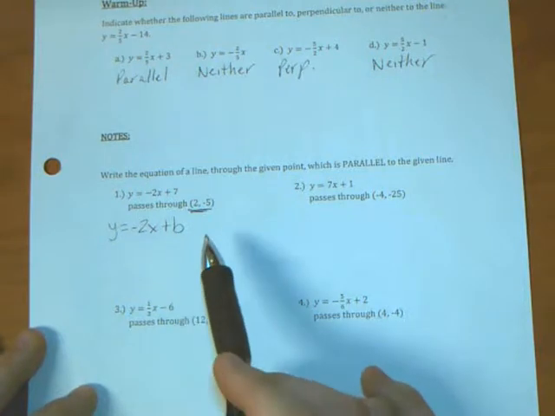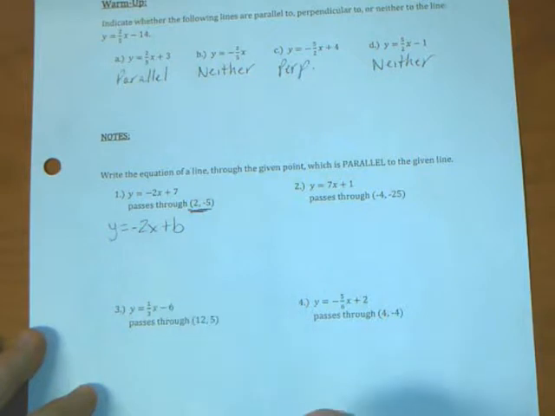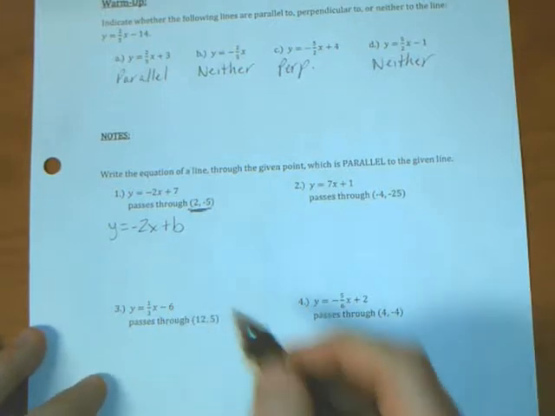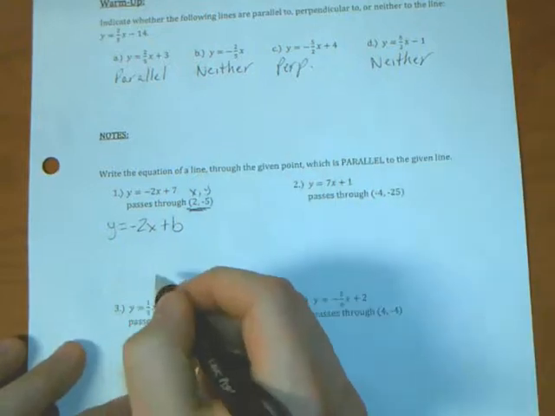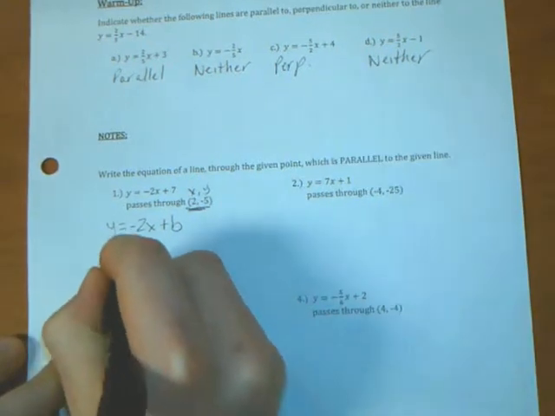Anybody have a strategy that we can use to find the y-intercept? Sean? Plug in 2 for x and negative 5 for y. You get negative 4 and multiply. You know what to do with these together.